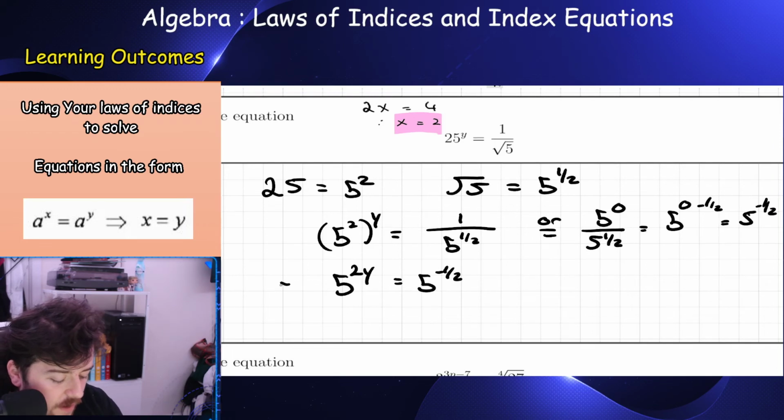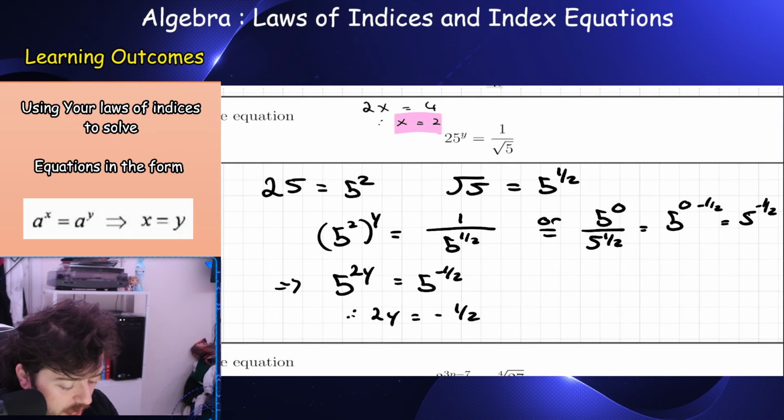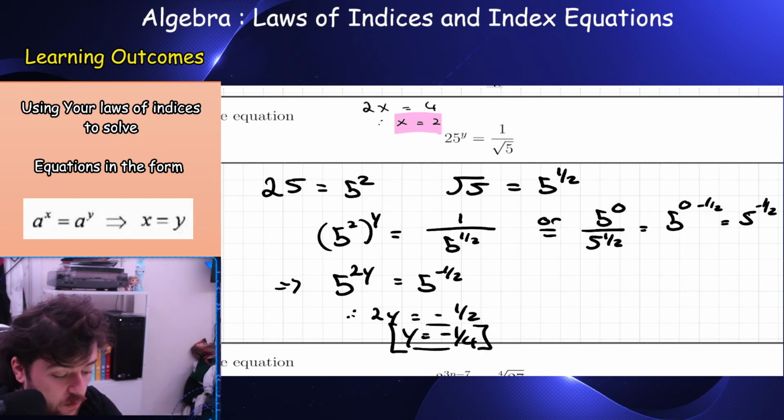But now, again, the two bases are equal. So 5 to the power of 2y is equal to 5 to the power of minus a half. So 2y is equal to minus 1 half. y is going to equal minus 1 quarter. y is equal to minus 1 over 4. And again, sub it into the calculator to check.